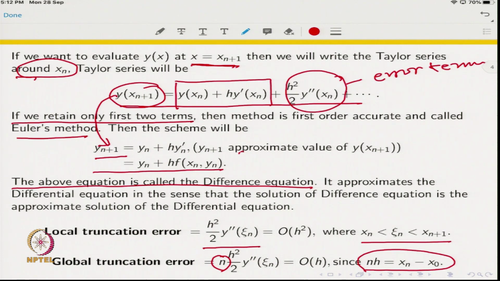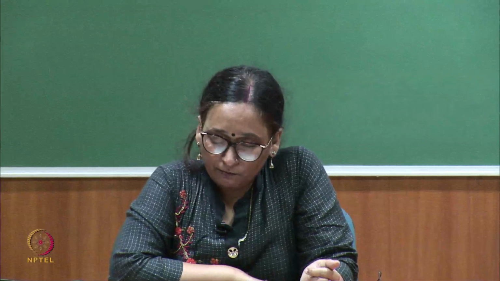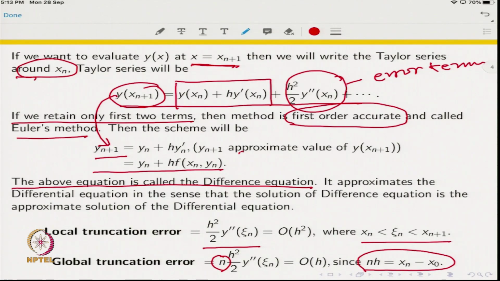So, basically the order of global truncation error will always be 1 less than the order of local truncation error, and a method is always known by the order of its global truncation error, not the local truncation error. That is why it is called a first order accurate method. I will explain later how you define it as a first order accurate method, because we define the order of the method as the order of the global truncation error.